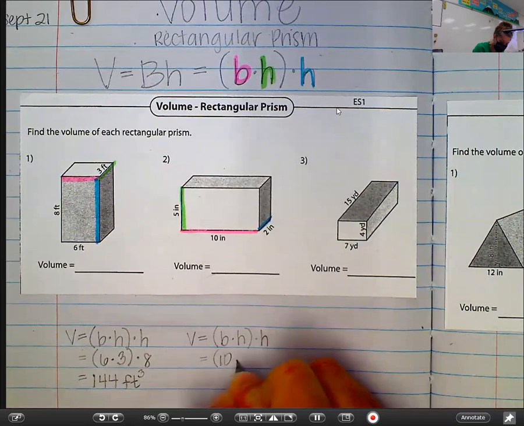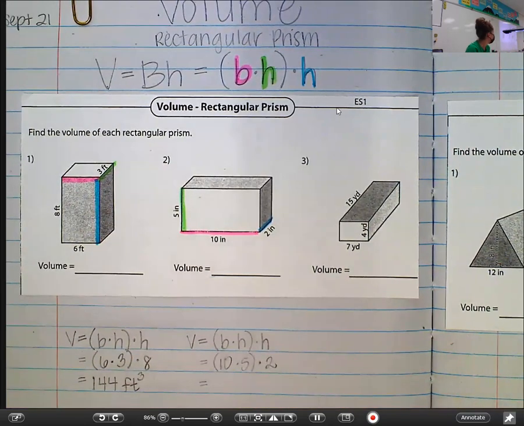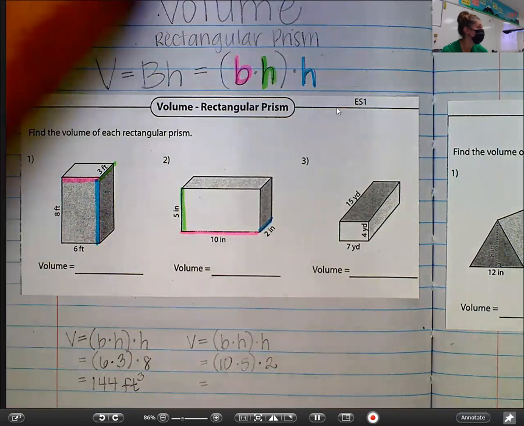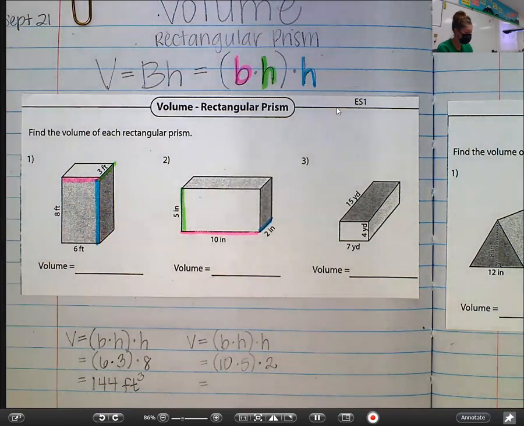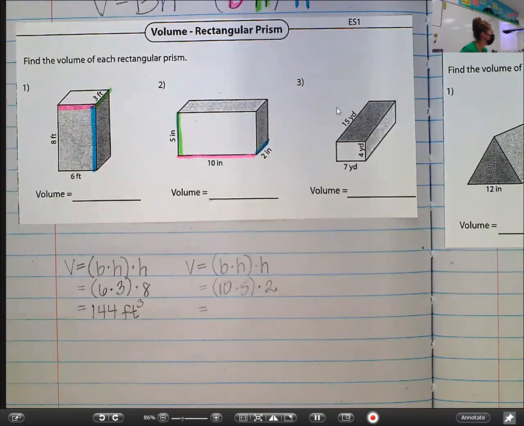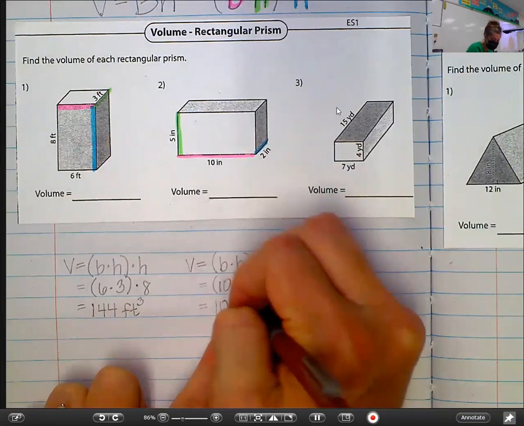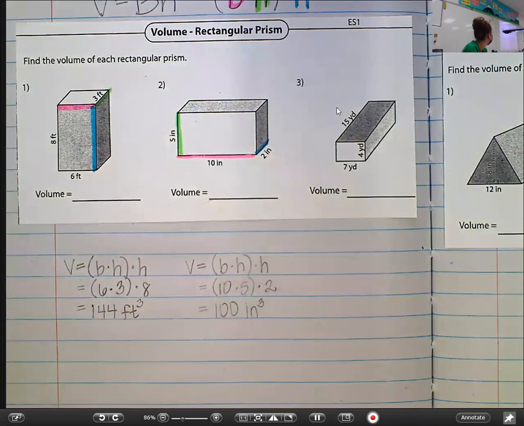Ten times 5 times 2. Now again, if you set this problem up differently, you are not going to erase. That just means your brain saw it a slightly different way in a different perspective, and that's okay. And we don't even need a calculator for that one. 10 times 5 times 2. There we go. 100 inches cubed.